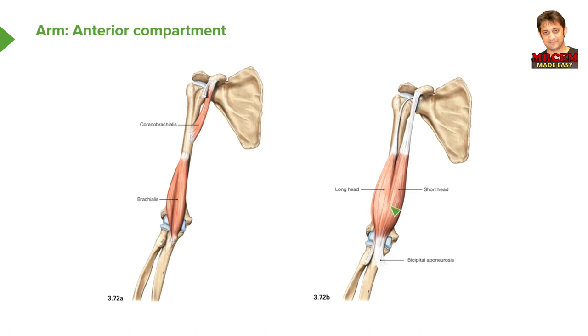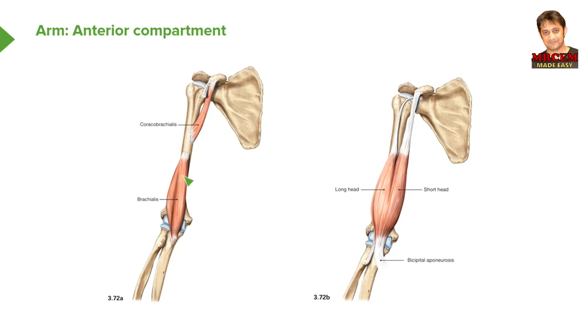Here we can see the biceps, which is running within the anterior compartment of the arm, the muscle belly of biceps, and we can see that its main attachment is onto the radius, the radial tuberosity, which we can see here. It also gives rise to the bicipital aponeurosis, and that blends with the brachial fascia.